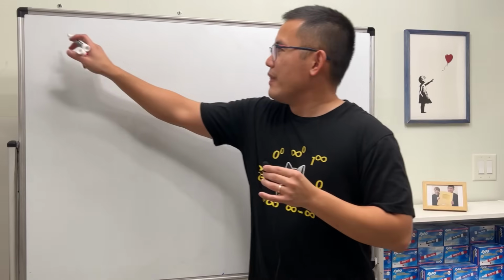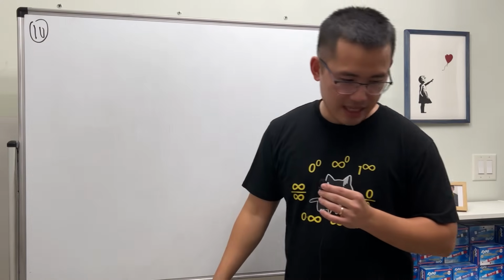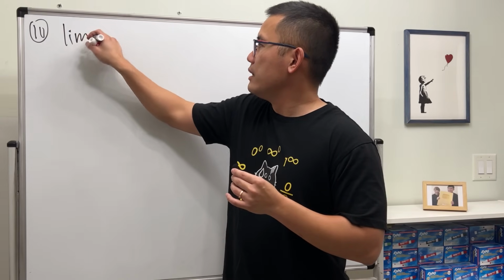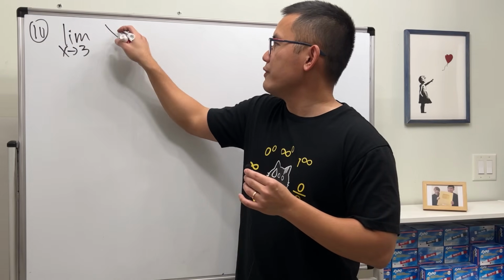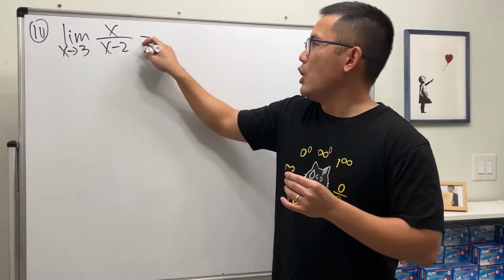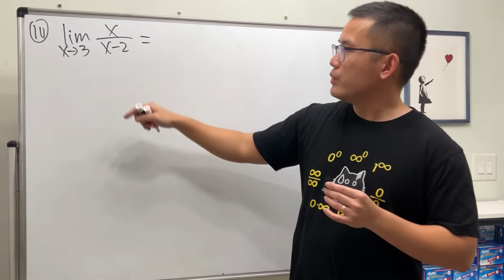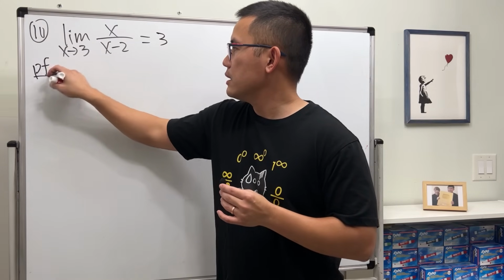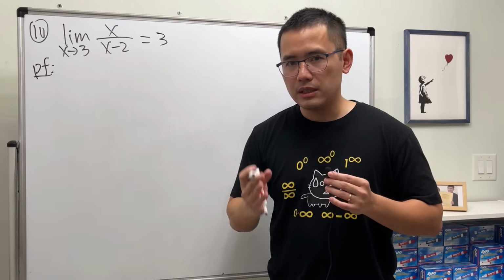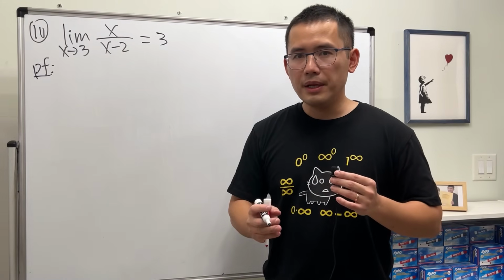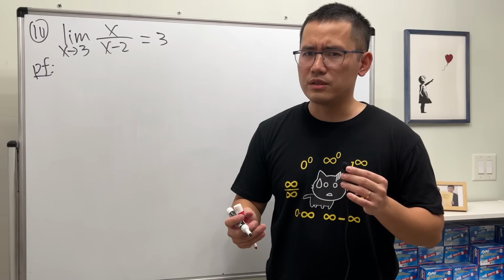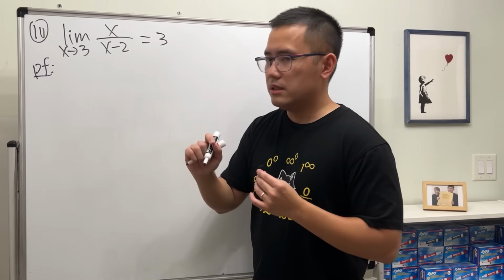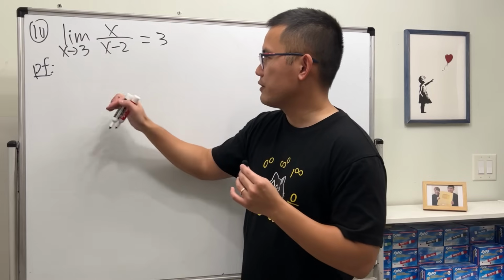But anyway, number 10. Here, let's talk about this one. The limit as x approaches 3 of x over x minus 2. Work that out. We get 3 over 1, so it's just 3. Okay, this is finite, so epsilon-delta definition again. In my opinion, the epsilon-delta definition could be the hardest one. But of course, sometimes it depends on the function. This is a little bit tricky, but have a look.